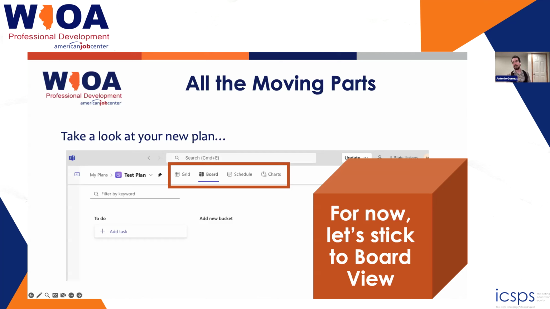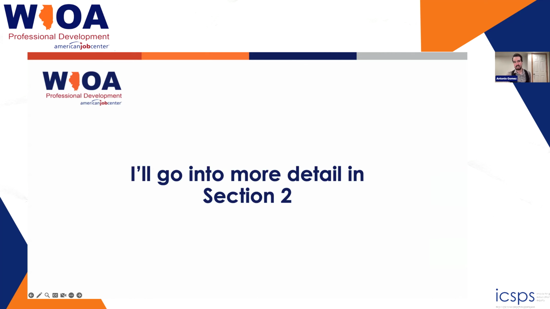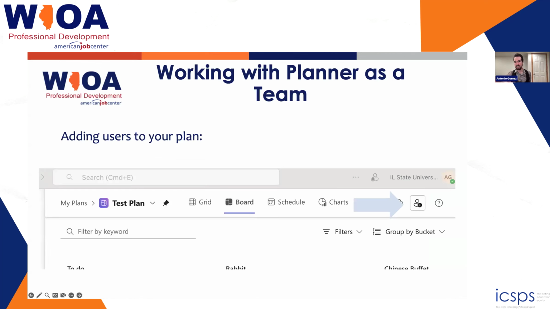And then charts is how you do reporting. The only reporting that it offers is how many tasks you've completed. I'll show you in a little bit, so I won't go into a horrific amount of detail there. So again, things are kind of arranged in board view by tasks and buckets. Tasks are the little post-its, buckets are the columns. And I'll go into a little bit more detail in section 2. When I move through these pretty quickly, it's a little bit easier for me to show you than for me to talk about it.